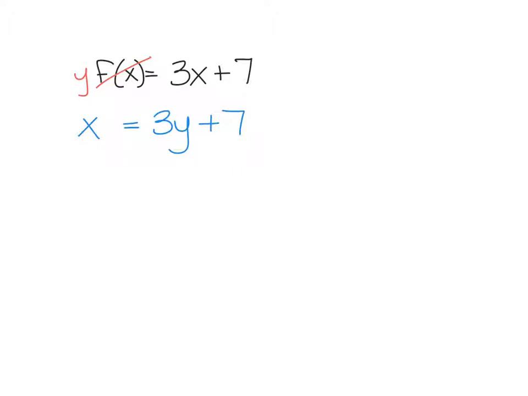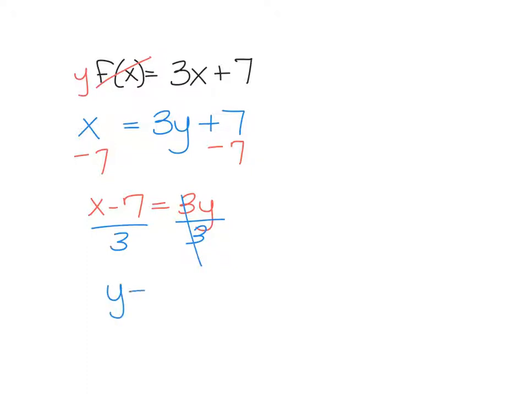So we need to undo. We will subtract 7. So x minus 7 equals 3y. And then we will divide by 3. So the new equation is y equals (x minus 7) divided by 3. In function notation, there's a symbol for an inverse. Since we had f of x, this is the inverse of f of x. So we use that little -1 notation to show it's an inverse.